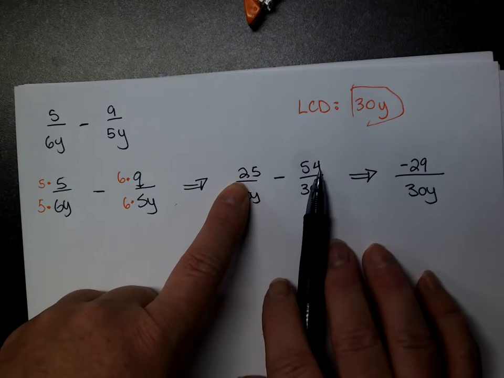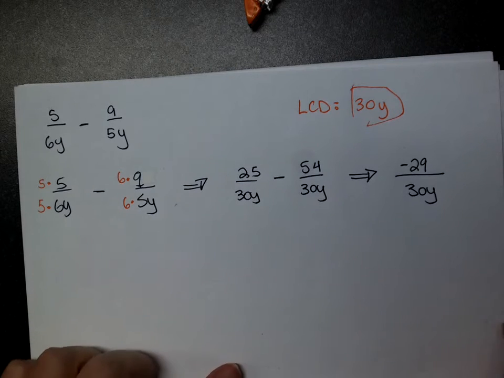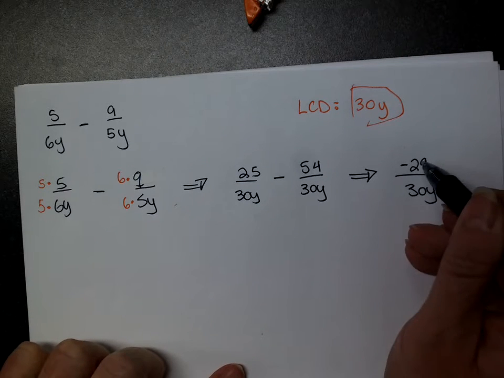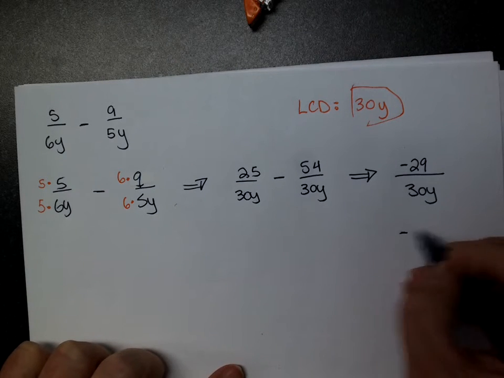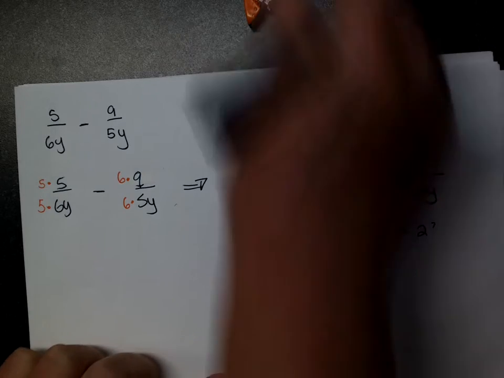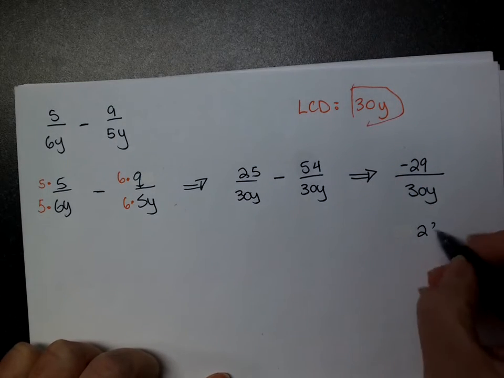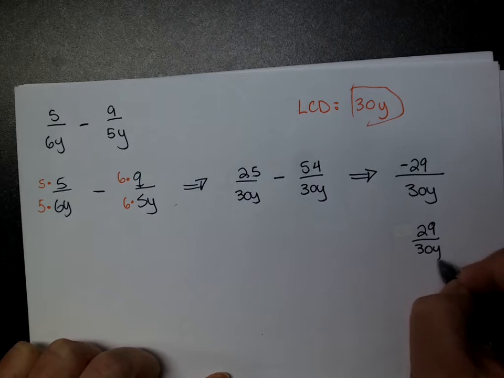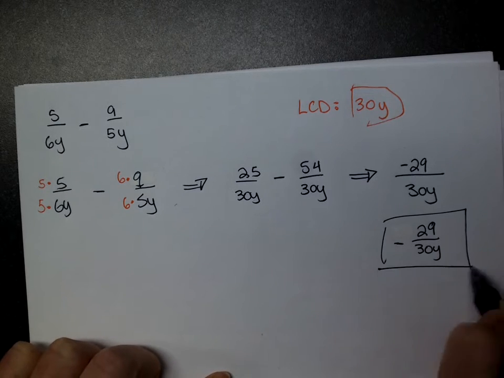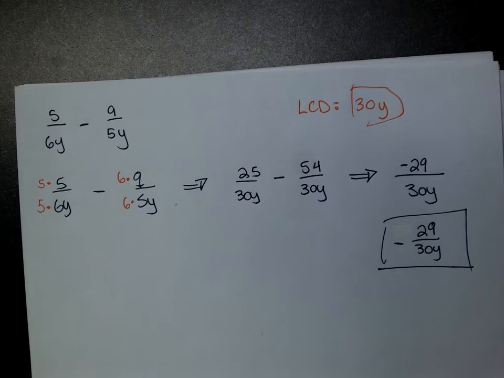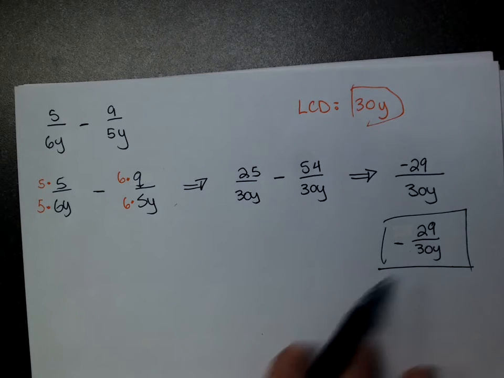25 minus 54. Okay. Now, for our final answer, remember, a negative on top or on bottom means the entire thing is negative. So, to be proper, negative 29 over 30y, the entire thing is negative. And that's really the proper way to write it. If you were to leave that negative, it's not wrong. It's not mathematically wrong. It's just better form. Okay?